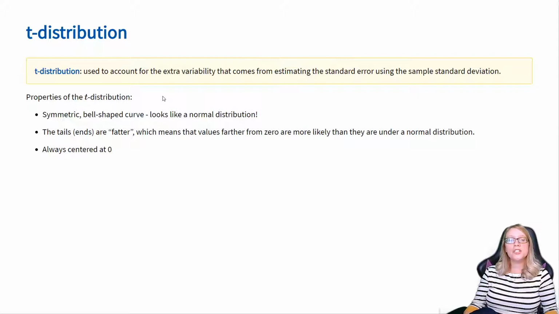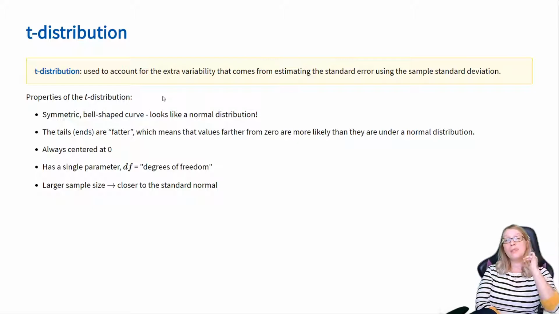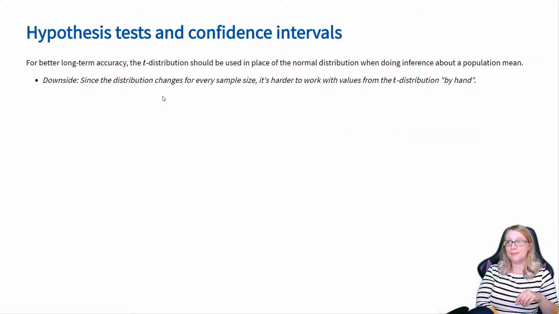The t-distribution is also centered at zero, so that's another similarity in common with the normal. Unlike the normal distribution, which has a mean and a standard deviation, so two parameters, the t-distribution only has one parameter, something called degrees of freedom. Finally, the larger our sample size gets, the closer this t-distribution is going to end up getting to the standard normal distribution. That has to do with how we define the degrees of freedom.